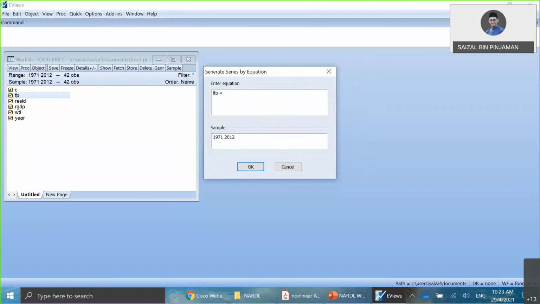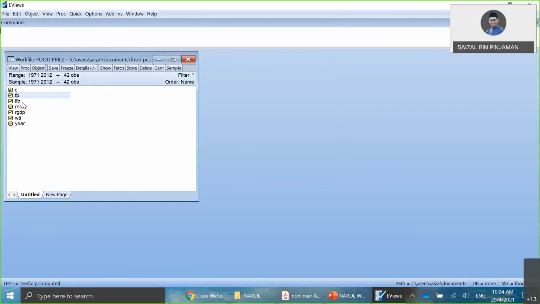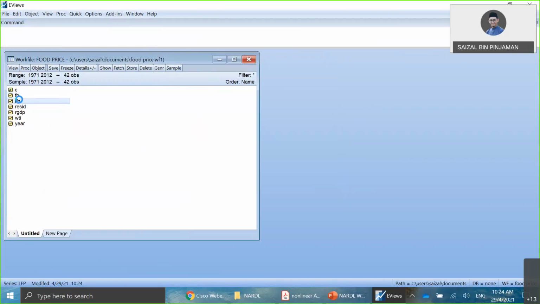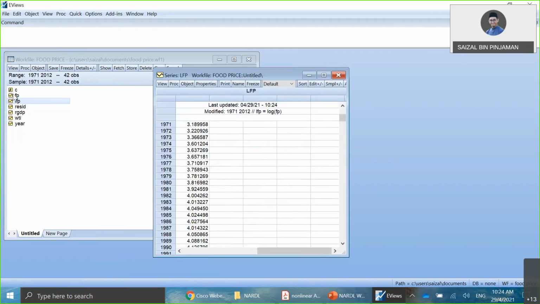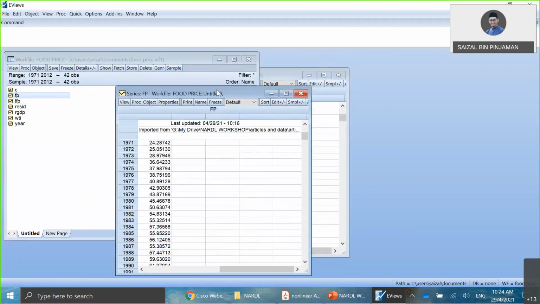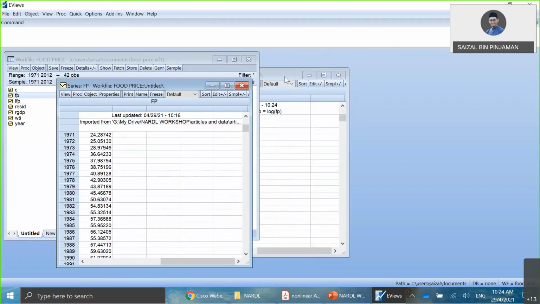Okay, and then after that, here we state that log food price is a function of, or equal to, the log value of the food price itself. And then after that, you click OK. Here you can see in our work file that we have a new series, which is the natural log transformation of the food price itself.